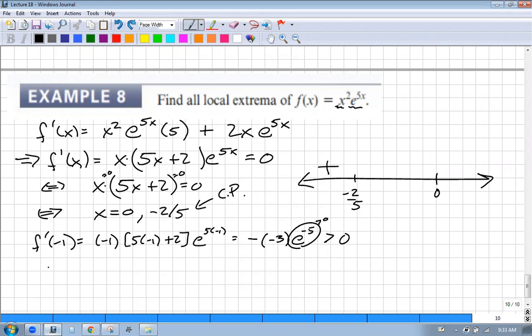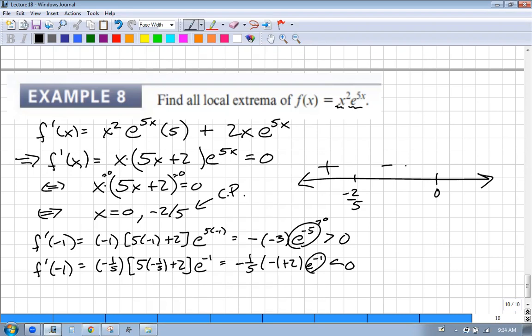Maybe like negative 1/5. Negative 1/5. 5 and the negative 1/5 plus 2. And then e to the 5 times negative 1/5 is 1, right? Doesn't matter, this is positive. 1 over e is positive. So we have a negative 1/5. 5 times a minus 1/5 is a minus 1. Right, this is positive. 2 minus 1 is 1 times a minus 1/5 would be a negative number. So this is negative in here.